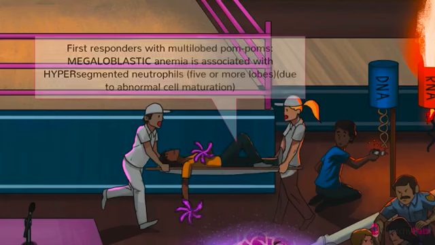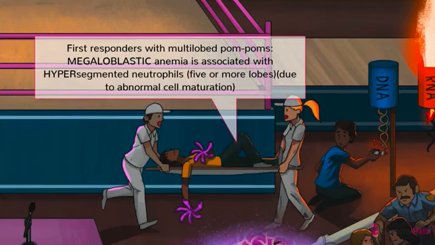Normally, neutrophils contain nuclei with multiple lobes. However, when you have 5 lobes or more, we consider that hypersegmentation, a tip-off that these cells aren't maturing normally. At Sketchy, neutrophils are represented by first responders. And you see that collapsed fan they're carting off? She's got a pair of multi-lobed pom-poms.